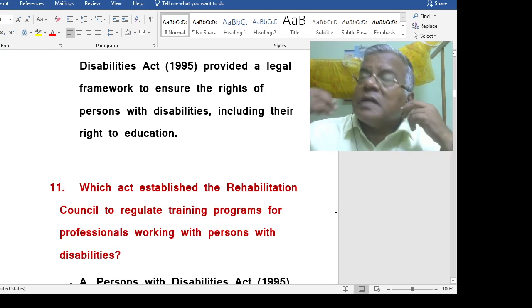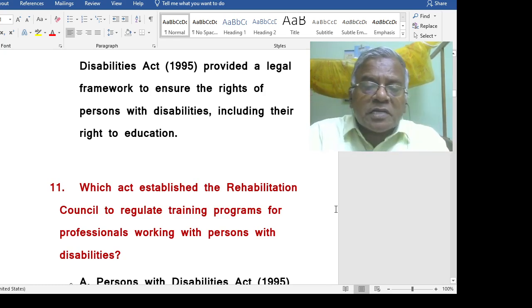Which act established the Rehabilitation Council to regulate training programs for professionals working with persons with disabilities?